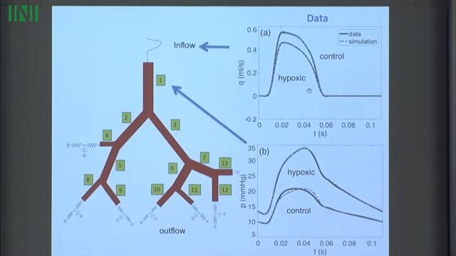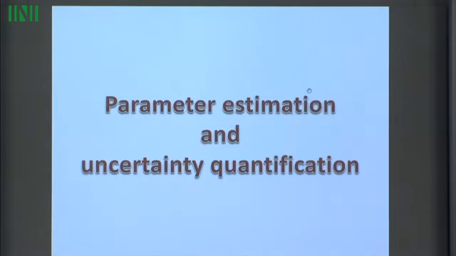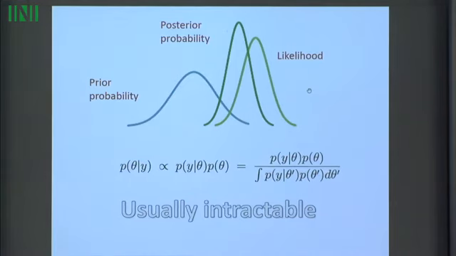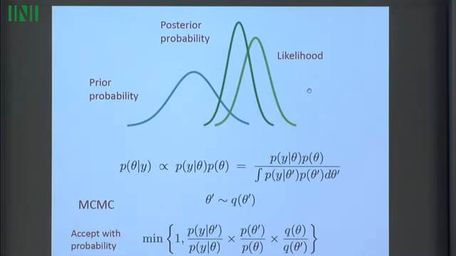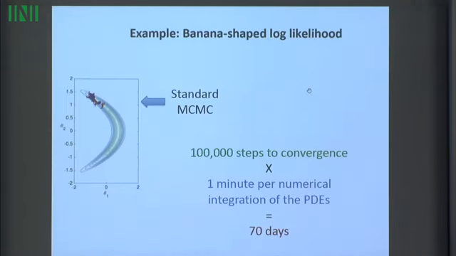And so see that for hypoxic mice and control mice. Now we want to do parameter estimation and uncertainty quantification, and we want to do that in a Bayesian way. We want the posterior distribution of the parameters given these data, well, the flow and the pressure profiles. And one way to do it is MCMC, although that's exactly what Chris discouraged to use.